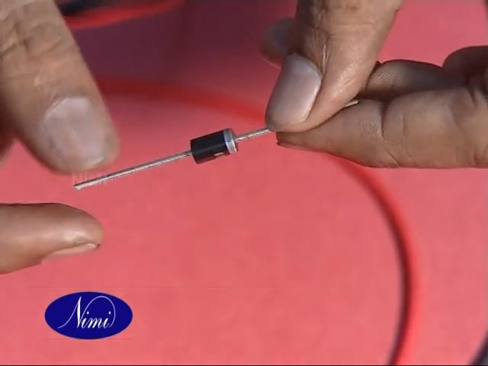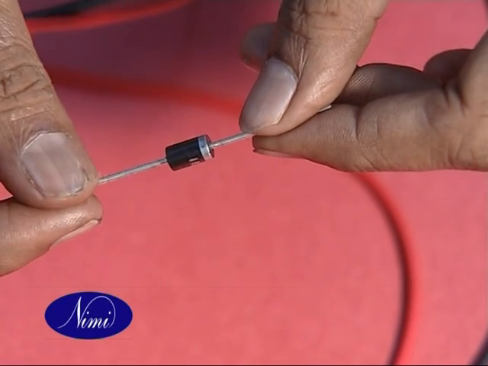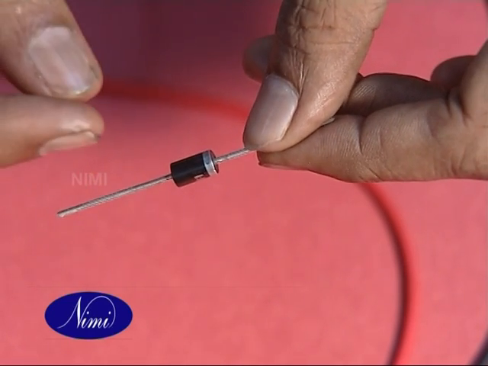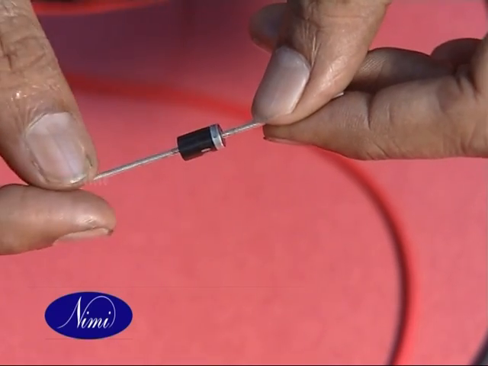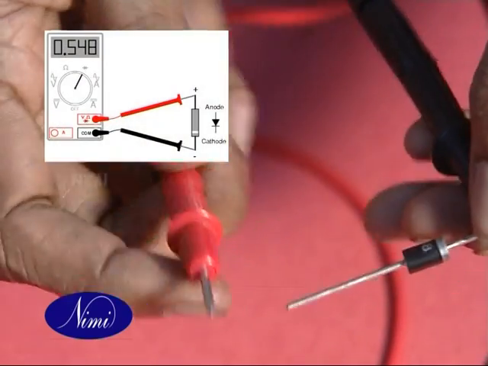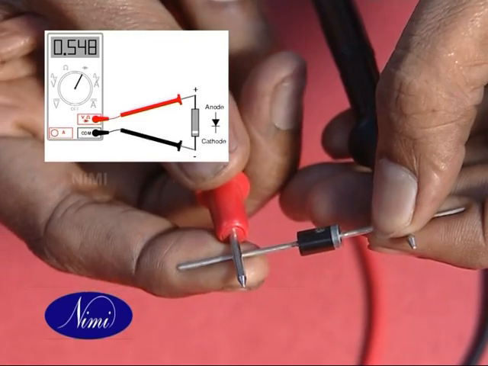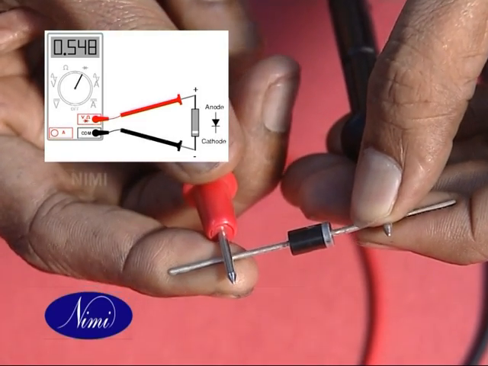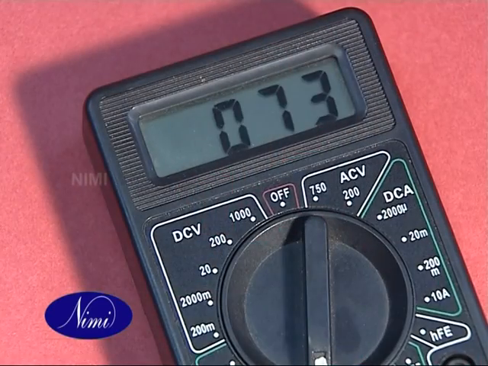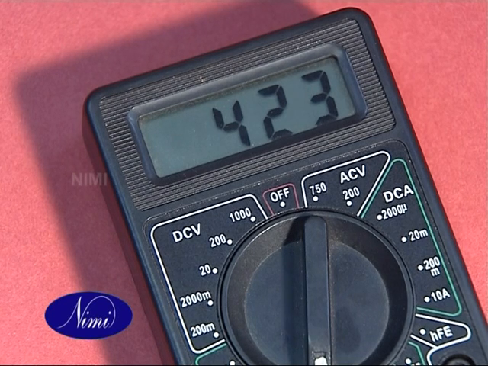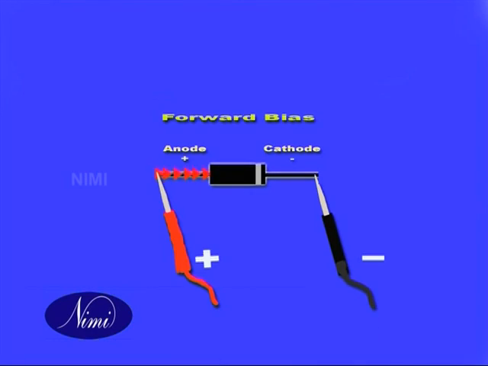Diode only works by forward bias. Forward bias means giving positive to the anode and negative to the cathode. Connect the negative probe to the cathode and the positive probe to the anode. Now we observe some reading. The diode is in working condition. This is called forward bias.